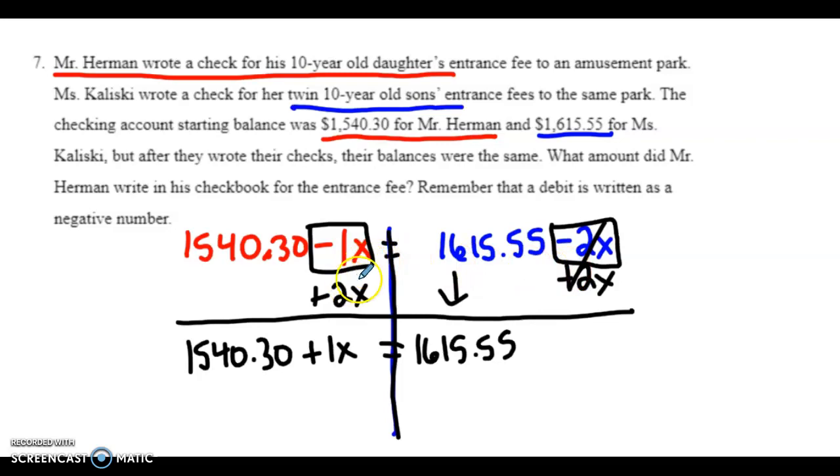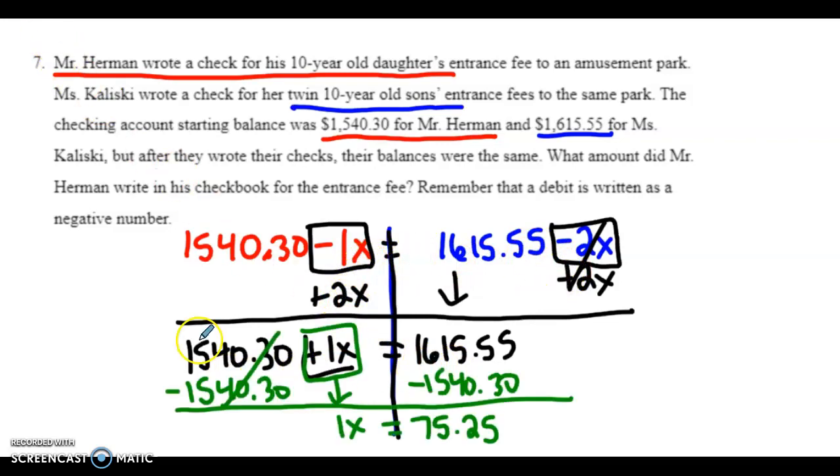In this first step, I added 2 X's to each side, and I simplified it down to this. And then in the next step, I needed to get rid of this number, so I subtracted it from each side, and I'm left with 1X, or one ticket, is $75.25. So remember that a debit is written as a negative number, so for each entrance fee, they would take away $75.25 from their account.